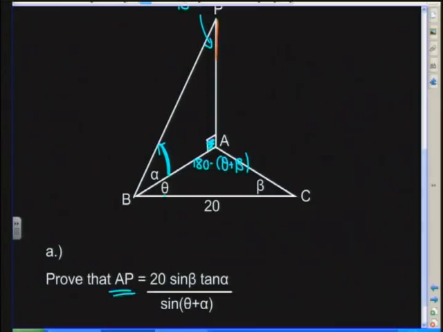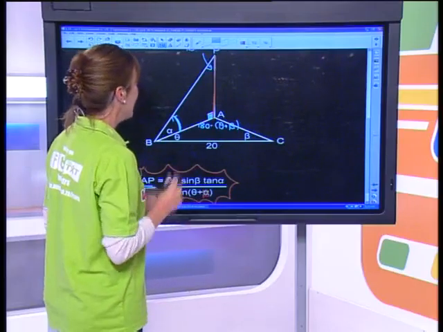Over here. They're asking us to prove that AP is equal to, and they've obviously once again given me the whole formula that they want me to prove. If I'm not mistaken, guys, please just change that to beta on your notes, because I need to edit that there. Okay, right, what have we got?